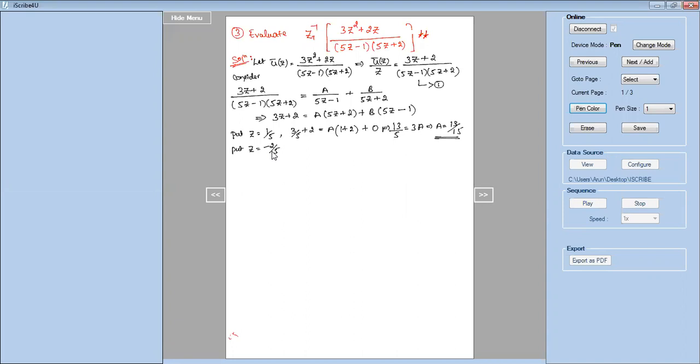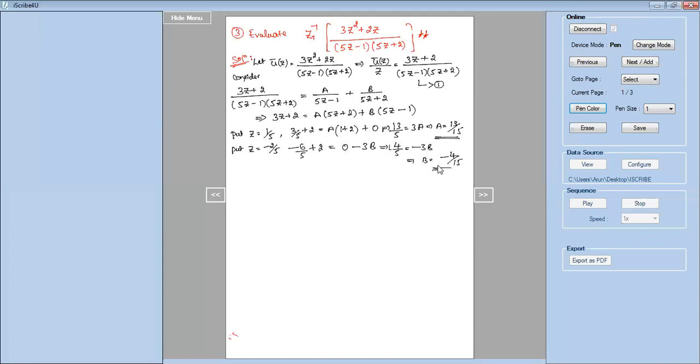Next, if I put the next value, -2 by 5, it is 3 into -2 by 5, so 3 into 2 is 6, minus 6 by 5, plus 2 equals, A becomes 0, so I get B. The 5 gets cancelled, you get -2 minus 1, it is -3B. Here if I take LCM, 5 into 2 is 10, 10 minus 6 is 4. So this implies 4 by 5 is equal to -3B, implies B equals -4 by 15.